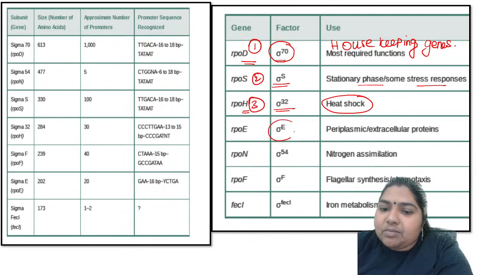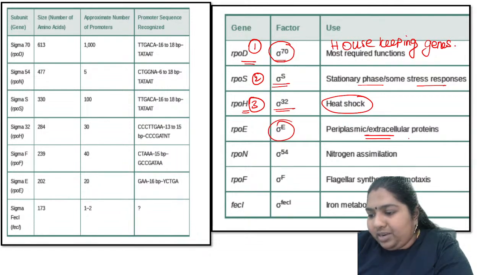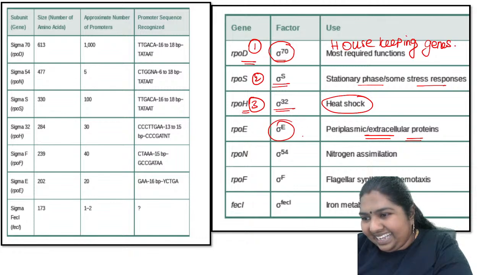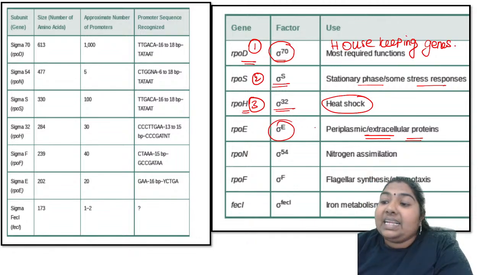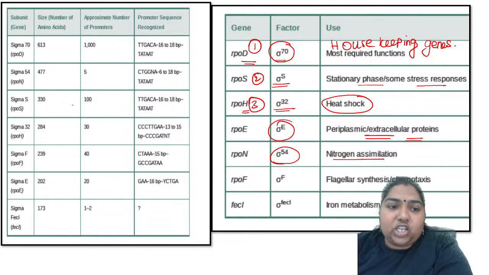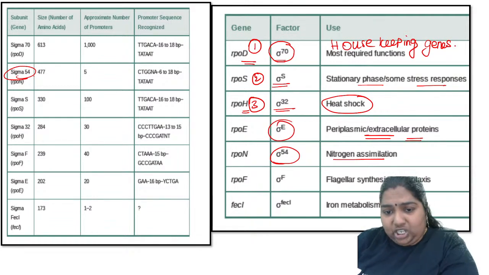What about sigma E? Sigma E is for extracellular proteins. Then sigma 54 is for nitrogen assimilation. Sigma 54 is for the nitrogen assimilation.